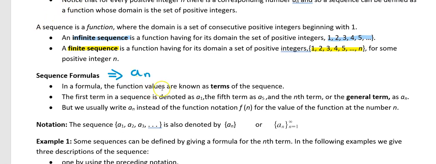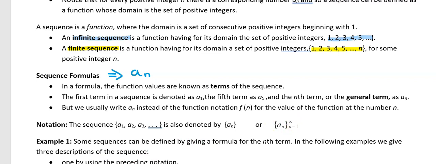In a formula, the function's values are known as the terms of the sequence. The first term in a sequence is denoted as a sub 1, the fifth term a sub 5, and the nth term, or the general term, is a sub n. But we usually write a sub n instead of the function notation f of n for the value of the function at the number n. The notation can be in sequence form when you list out the numbers, but can also be denoted in brackets a sub n, or in brackets telling you it's starting with the number 1 and going towards infinity.